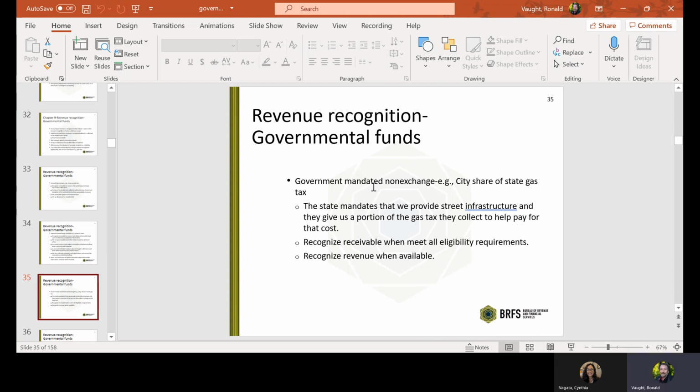Government mandated non-exchange, like the city share of state gas tax. The state mandates that we provide street infrastructure, and they give us a portion of the gas tax they collect. Recognize the receivable when we meet all the eligibility requirements, and recognize the revenue when available. And here we don't even really bother with the receivable. We just book the money as it comes in.